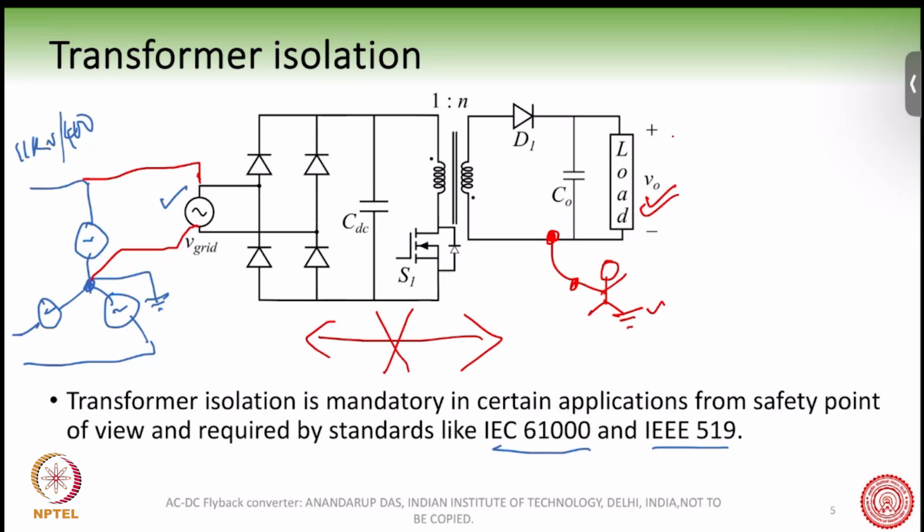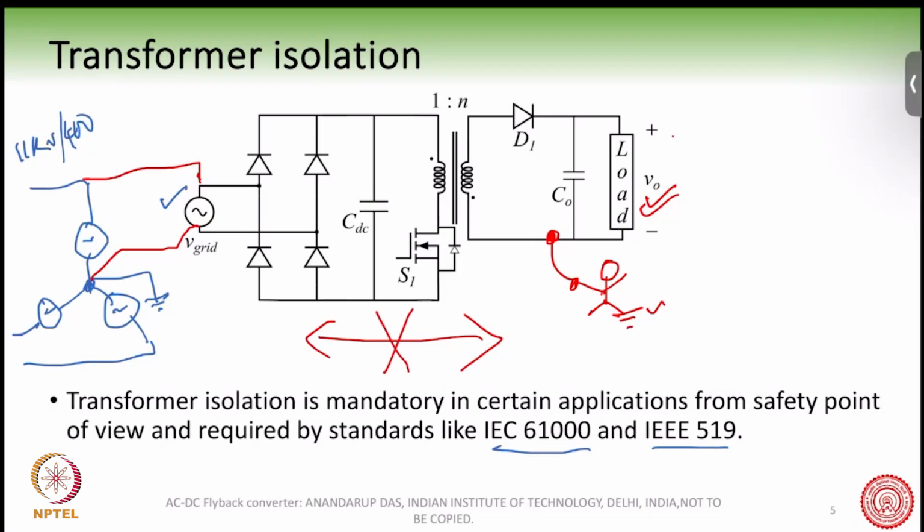There is also, of course, another very important use of transformer, because it can step up or step down the voltage. But the second very important use of transformer is the safety and isolation.